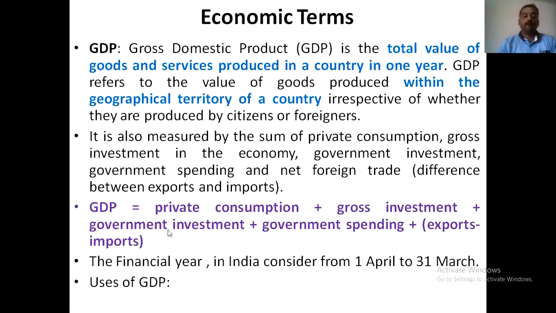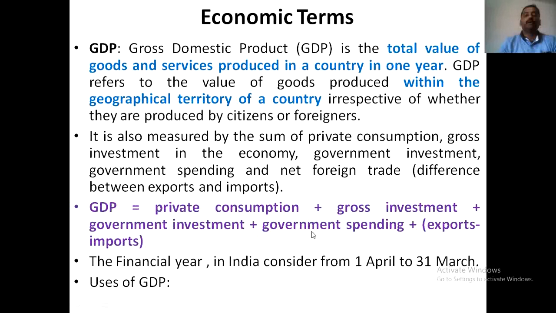Also government investment. Now what is meant by government investment? Government invests its money into different bonds like infrastructure development bonds in India and also abroad.